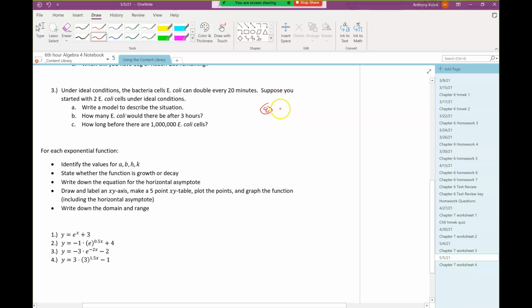Anyway, since it's a biological system, I'm going to use the model with the e in it. So 2 was the initial number of E. coli cells, and then my rate is doubling, so that's an r. Oh, and so r is 2, right? To double is 2. And then for part B, the thing we have to remember though, is that t is in these increments of 20 minutes.